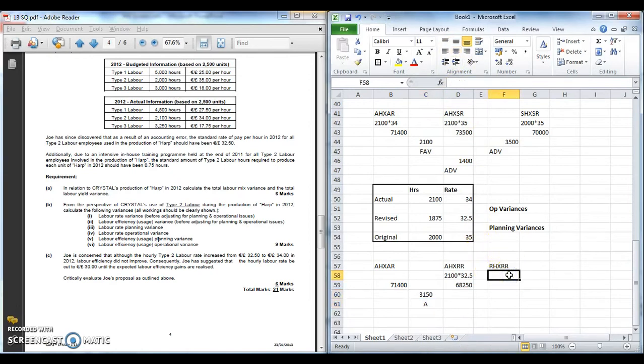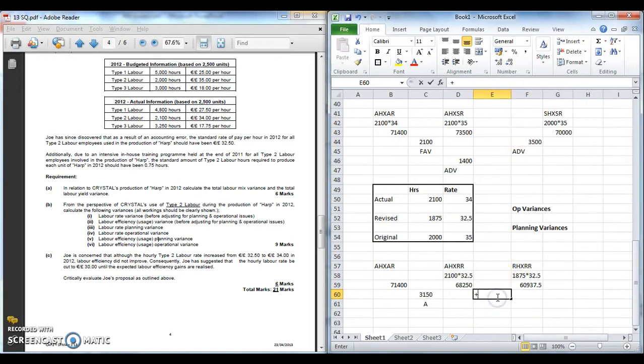Same approach here. Revised hours. Well, the revised hours is 1875 times the revised rate of 32.5. So calculate that out, giving you 60,937.5. So you compare that, the difference being 7312.5. And again, ask yourself, always get the discipline, is it adverse or favourable? Well, here your actual hours are 2100, your revised hours, which you expected to be standard, is 1875. Therefore, it's going to be adverse because you worked more than you expected.